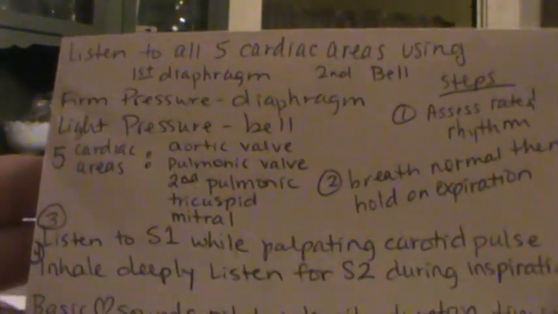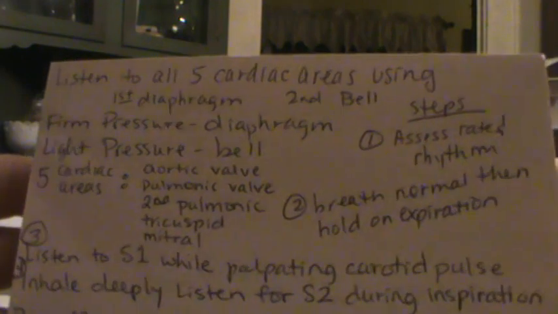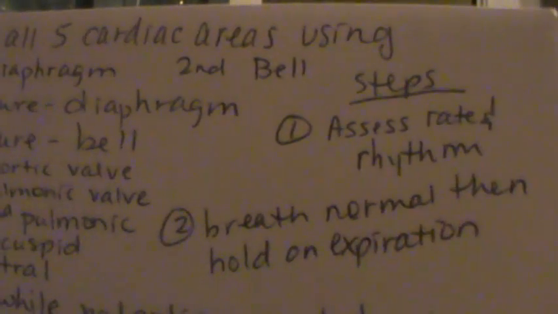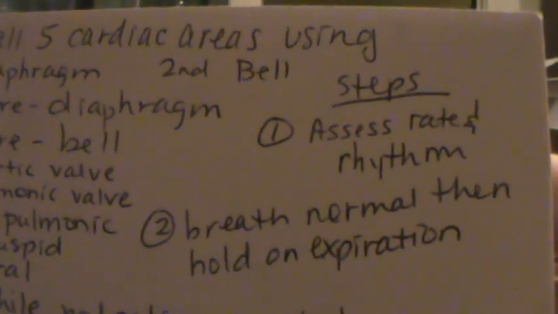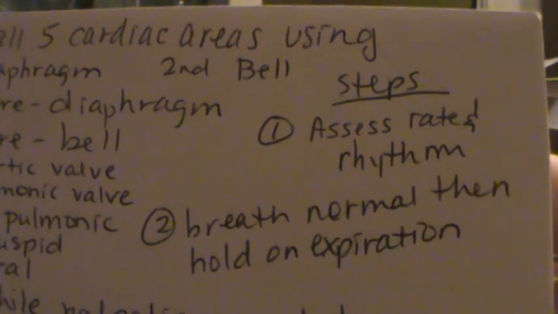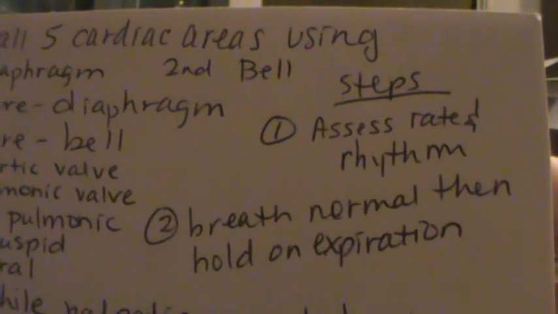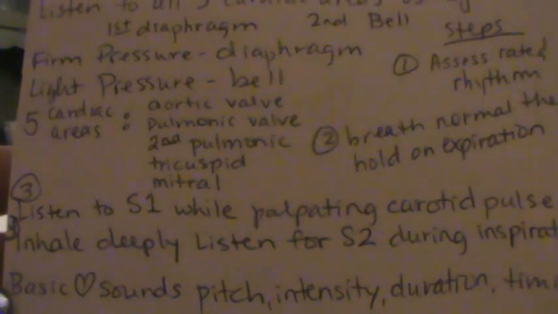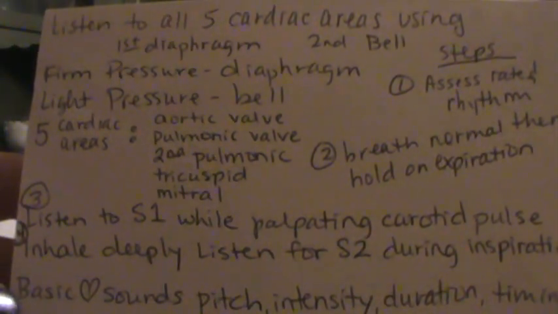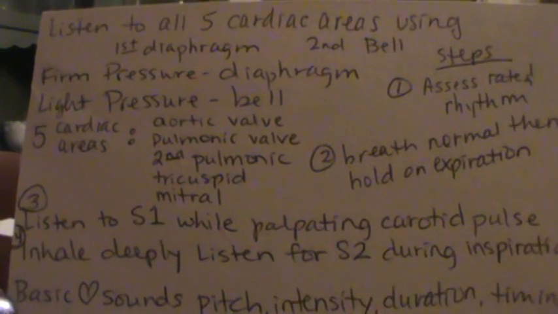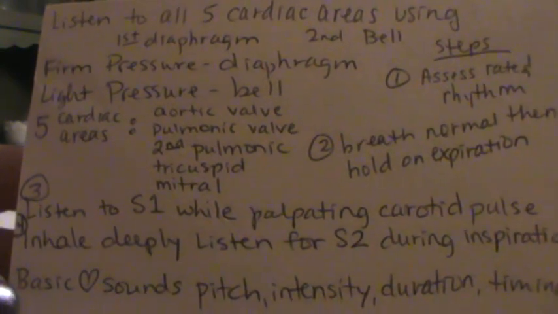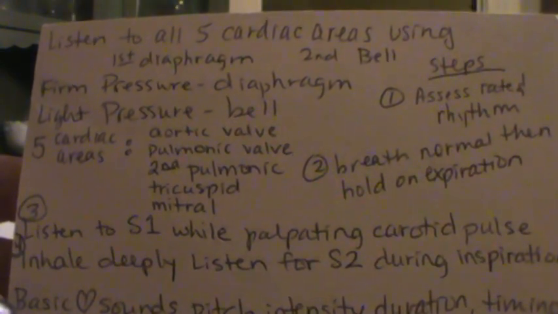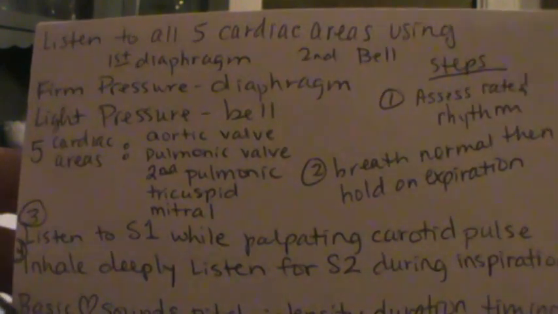The steps include: We want to assess the rate and rhythm of the heart. We want the patient to breathe normal and hold on expiration. Then we want to listen to S1 while palpating the carotid pulse so that we can compare. Then inhale deeply and listen for the S2 during inspiration.